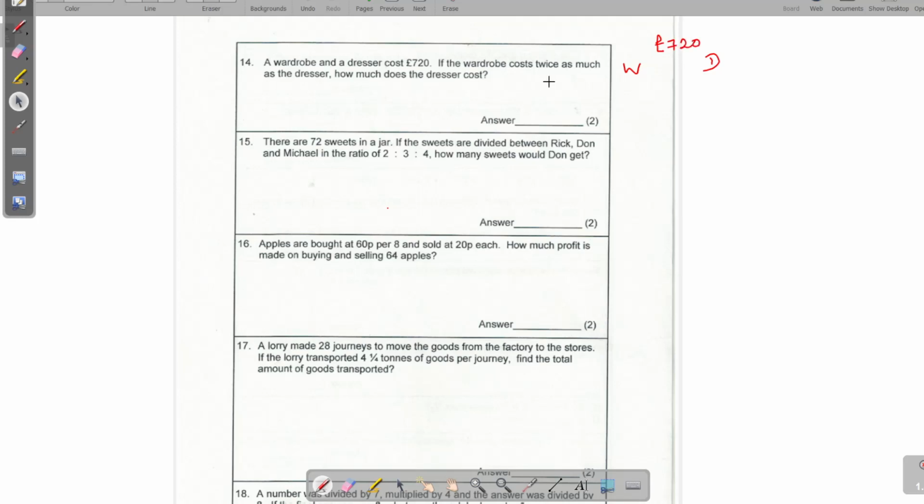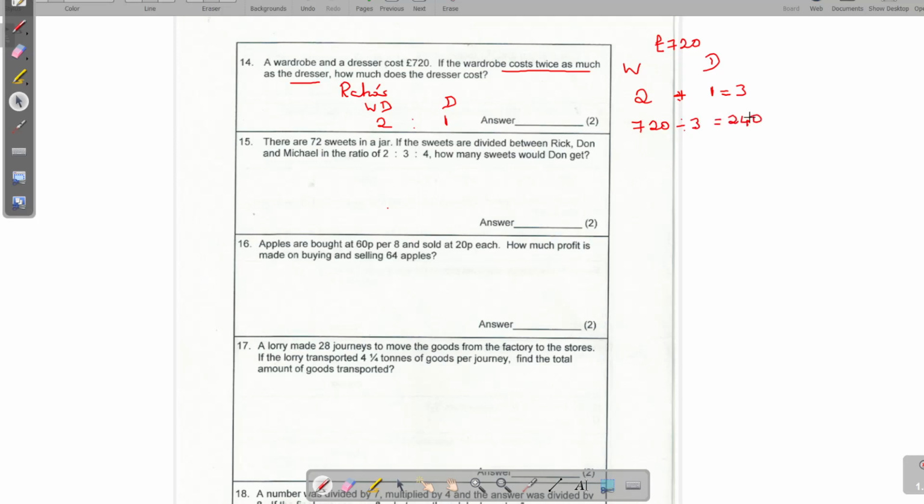If the wardrobe costs twice as much as the dresser, so that is a ratio, right? The ratio of wardrobe to the dresser is 2:1, because it says the wardrobe costs twice as much as the dresser. So what do we do in ratios? We add them first, that is 3. Then you divide the 720 by 3.